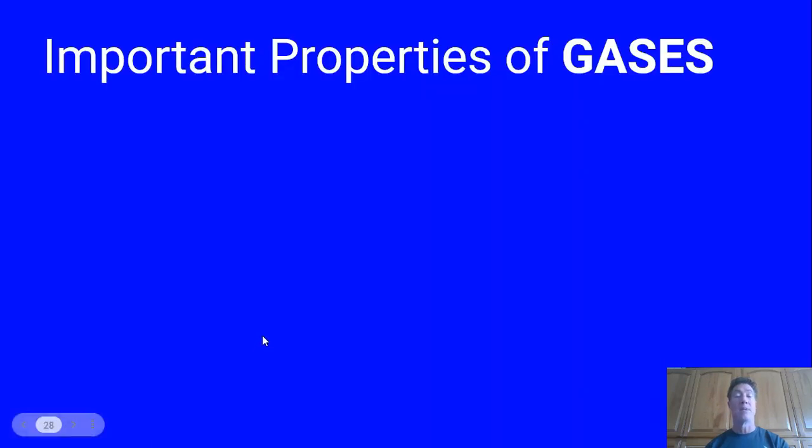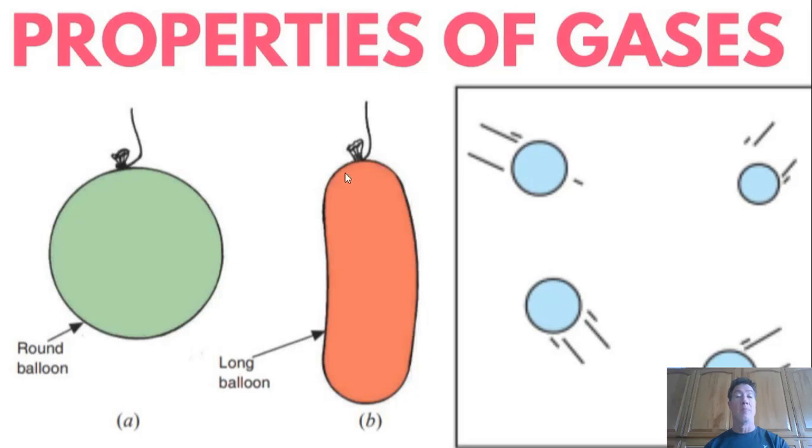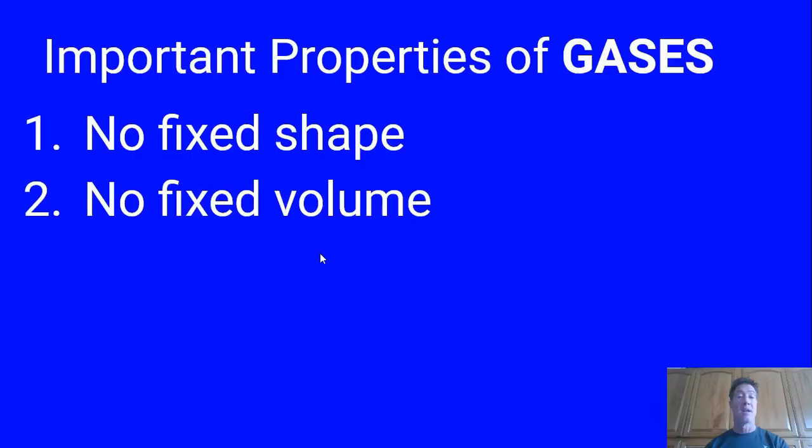So let's look at the properties of gases. No fixed shape. So like liquids, they assume the shape of their container. But unlike liquids and solids, gases have no fixed volume. They will fill whatever space you put them in. So you put gas in a room, it fills the shape of the room. You put it in the great outdoors, it just expands and expands and expands. So it has no fixed shape and no fixed volume.